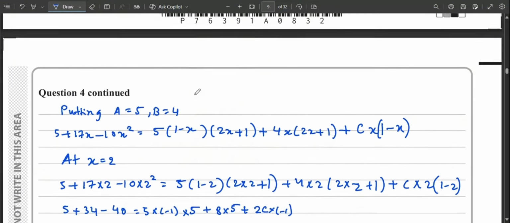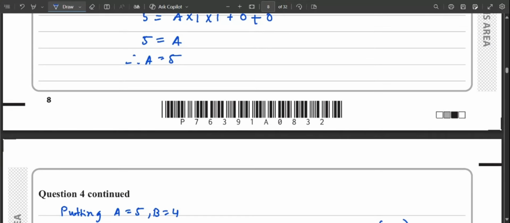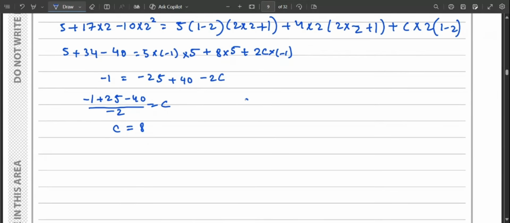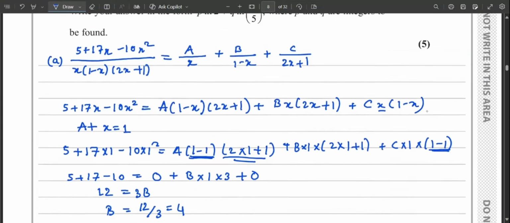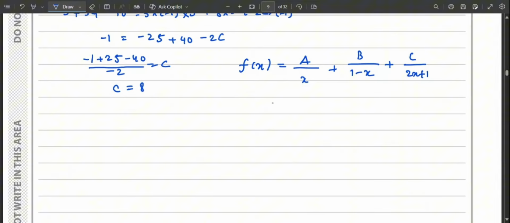As we now know the value of a, b, and c, we can write out the expression for our partial fraction. So the final expression for our partial fraction is that we know that the partial fraction was equal to a divided by x and b divided by 1 minus x and c divided by 2x plus 1. We knew from the question that this is our expression for partial fraction. Now we will put the value of a, b, and c into our expression. We know that a is equal to 5, b is equal to 4, and c is equal to 8.